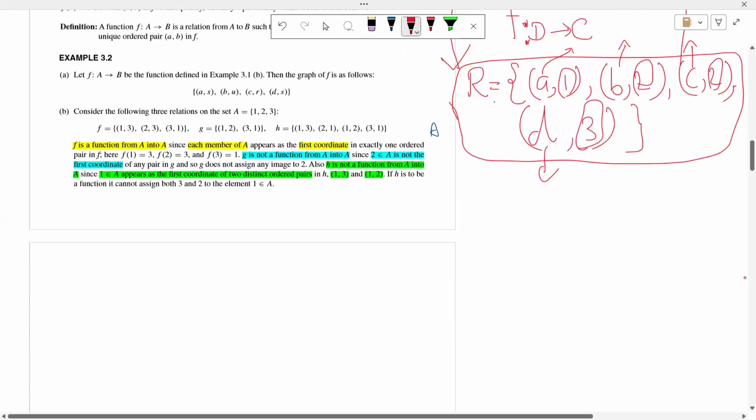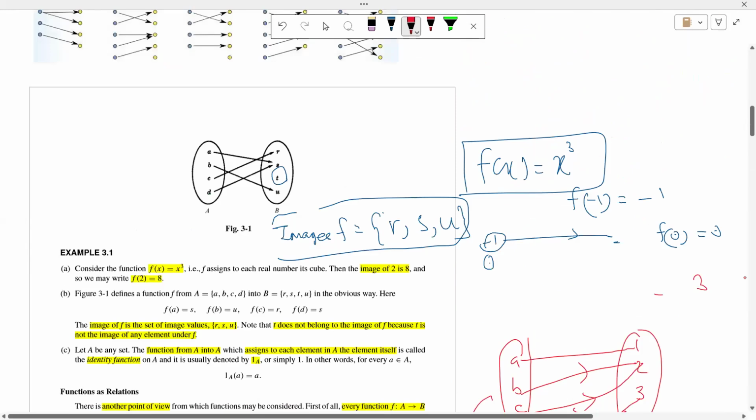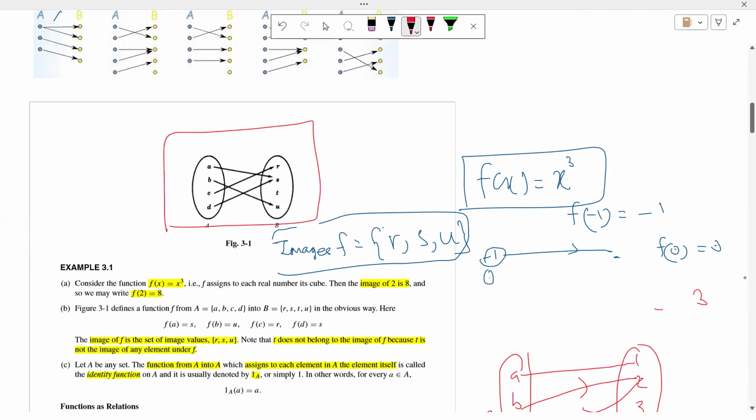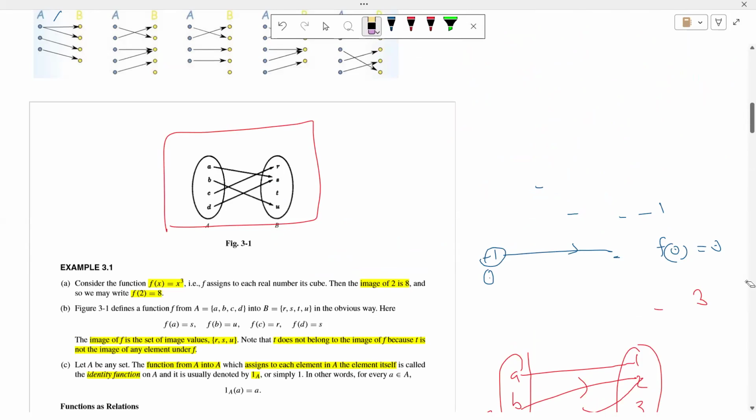Just look at here, right? There is a function from A to B. Yes, they explained it with that previous example, right? That previous example means this diagram. Now, can you convert this function into relation? This is a function, right? Can you convert this function into relation? Try yourself how to convert this function into relation.